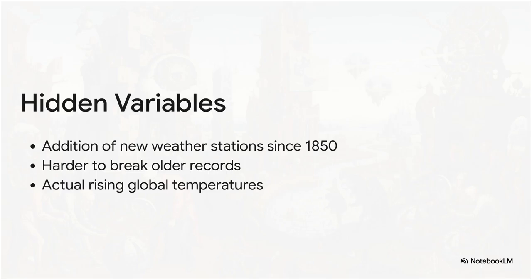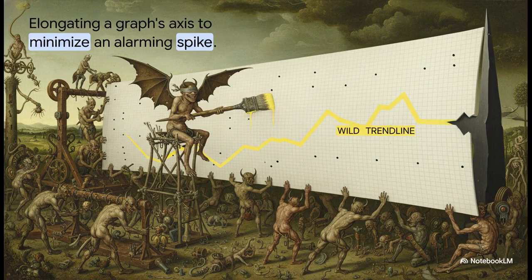Oh, and here's another incredibly sneaky visual distortion trick: visual stretching. Basically, you take a graph, elongate its axis to squish the data downward, and then draw an entirely arbitrary trend line. In the analyzed source, there's this wild yellow trend line that just magically stops right before the data starts looking too scary.